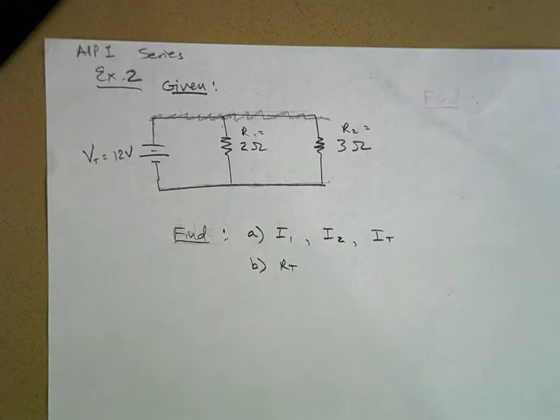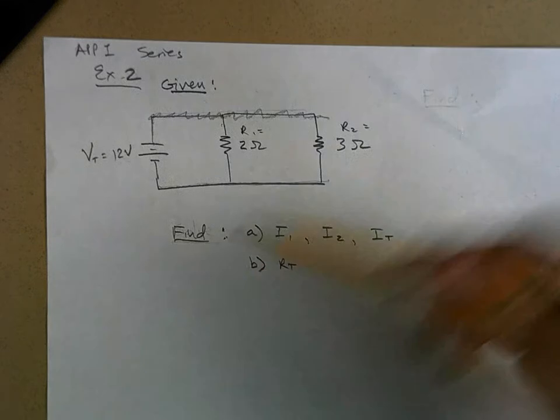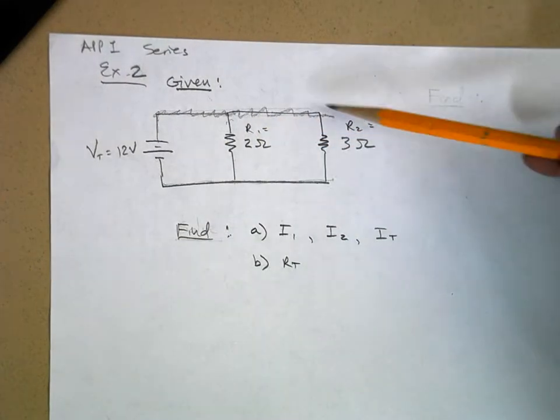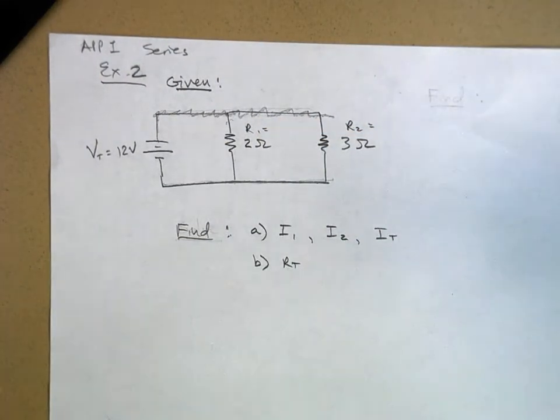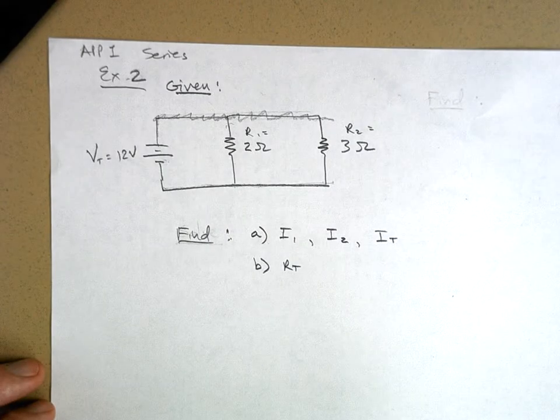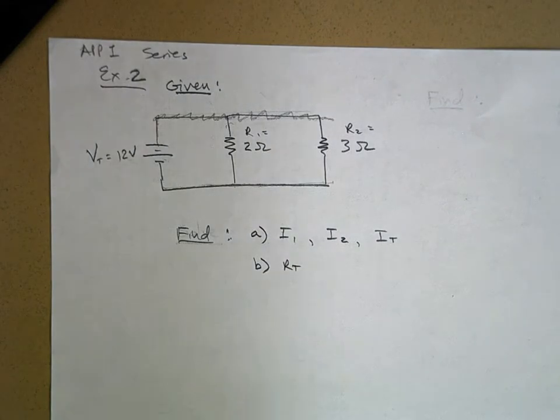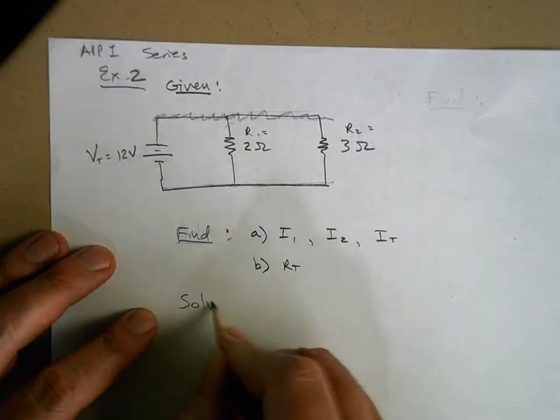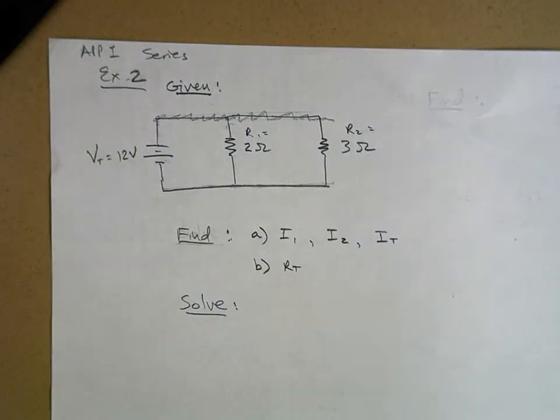All right, anyway. So we want to find what is the current through this resistor, what's the current through this resistor, what's the total current supplied by the battery, and then what is the total resistance of the circuit. Sometimes that is called the equivalent resistance. When you combine multiple resistors into one resistor, that's what one resistor is equivalent to those two or more resistors. Well, that's all. And if you're watching at home, pause now and try to do it yourself.